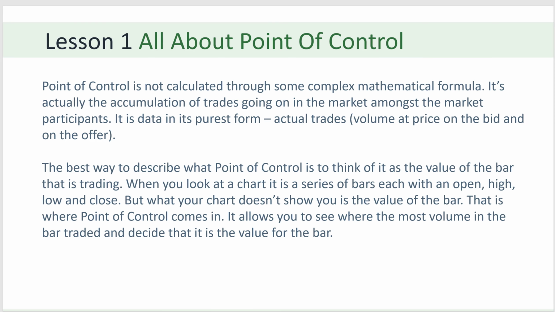Now, like I said before, point of control is not calculated through some complex mathematical formula. It's actually the accumulation of trades going on in the market amongst the market participants. It's data in its purest form. It's actual trades. It bothers me sometimes, the way people like to distort the data. Just take the data as it is. The best way to describe what point of control is, is to think of it as the value of the bar that's trading.